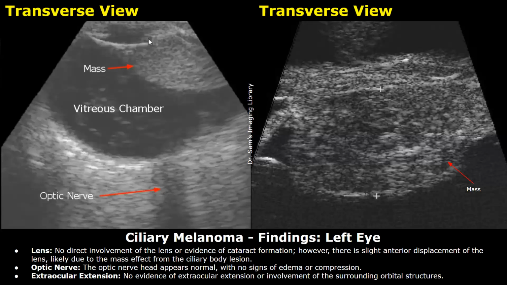Lens: no direct involvement of the lens or evidence of cataract formation. However, there is slight anterior displacement of the lens, likely due to the mass effect from the ciliary body lesion. The optic nerve is normal and there is no extraocular extension.